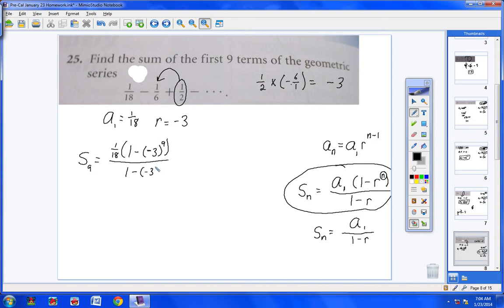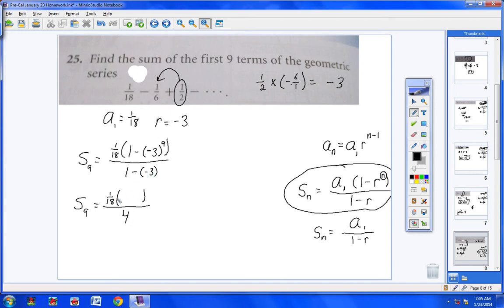Now, what I've told you to do in the past was this right here for the numerator. I would leave 1/18 where it is, and with your calculator, I'm going to go ahead and very quickly simplify the bottom here. You would have 4. 1 minus -3 is 4.